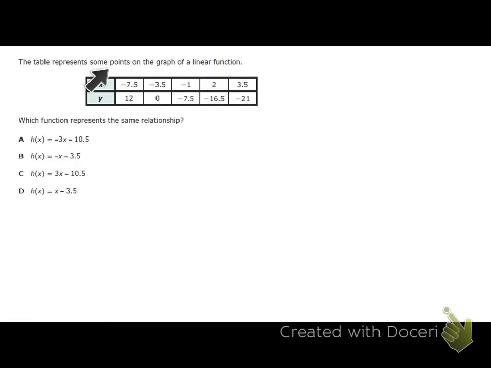It says the table represents some points on the graph of a linear function, so they tell us it's linear, and we've got all these points, and so which function represents this relationship, okay? So there's several ways of solving this.